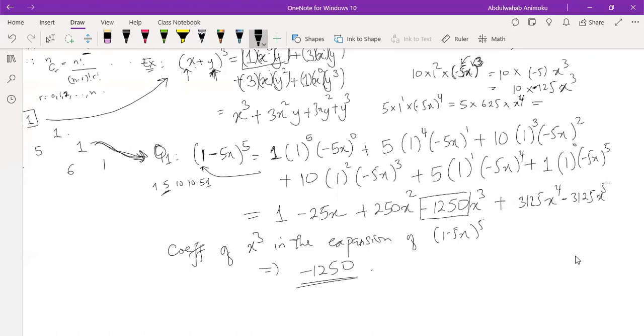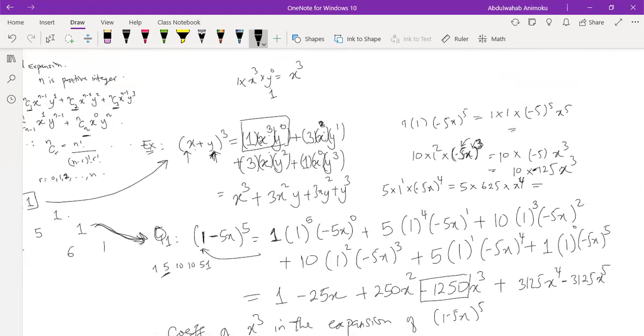Okay. What about the coefficient of x squared? That will be 250. Coefficient of x is minus 25. Okay, and so on and so forth. All right, so that's the solution to the first problem. Let's look at the second one.